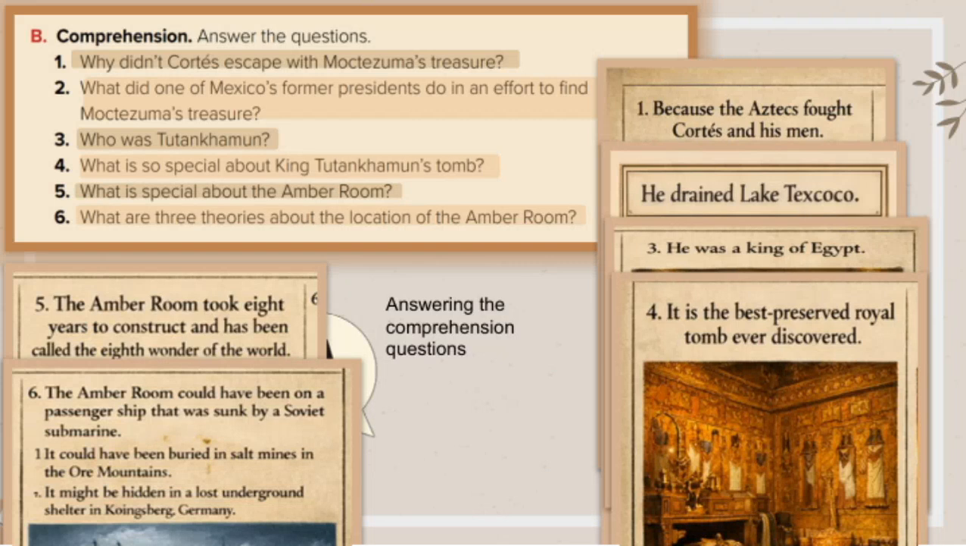Now, let's talk about answering the comprehension questions. This is where we put everything we've learned into practice. The key here is to carefully read each question and identify what it's really asking. Sometimes, the questions might seem straightforward, but they often require us to think critically about the information we've covered.